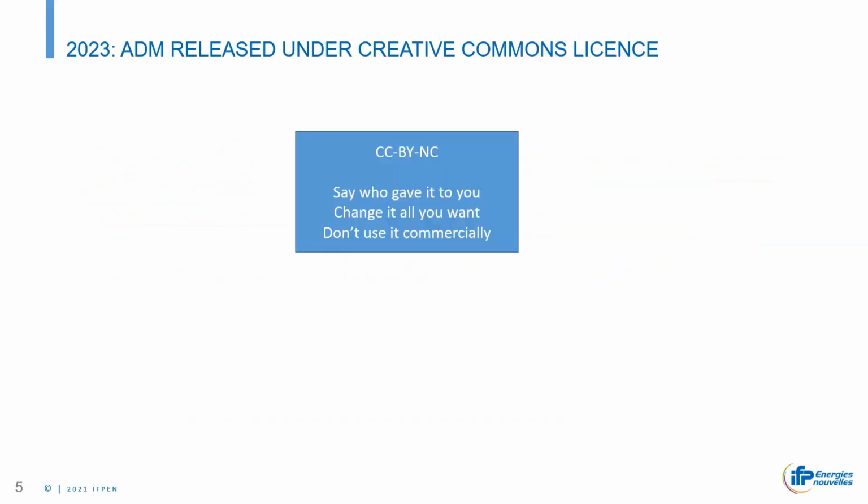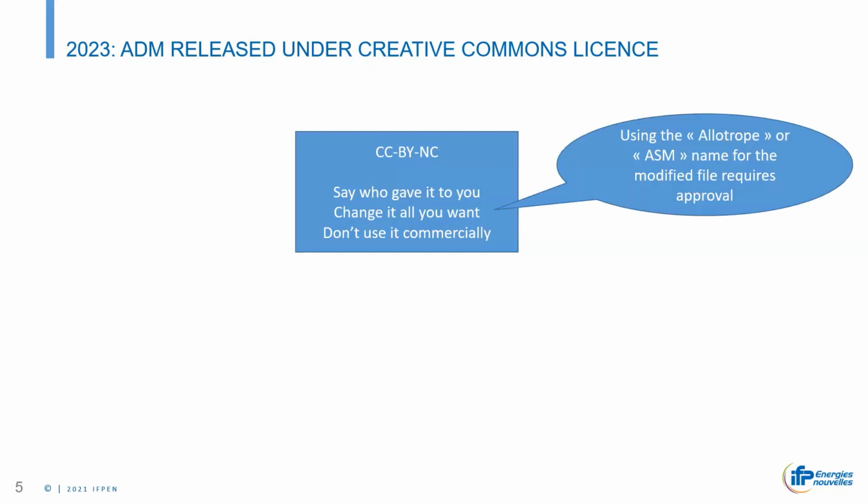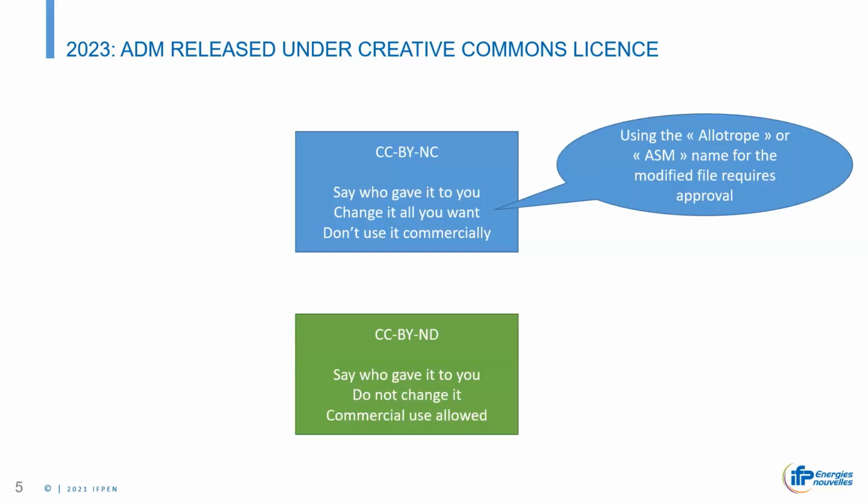So there are two different ways to use ASM files. First, a license that is Creative Commons BY-NC, which means basically you can publish it on the web. You need to say who gave it to you. You can change it all you want, but you cannot use it commercially, so you cannot make money with it. There is a big caveat: in order to still be called ASM or Allotrope, you need to get approval from the foundation. But you can take the file, modify it all you want, just don't call it an ASM file. It is very useful for me.